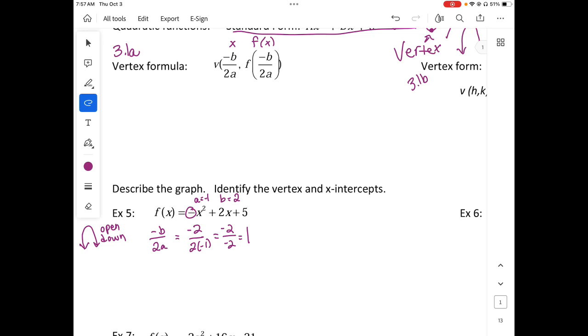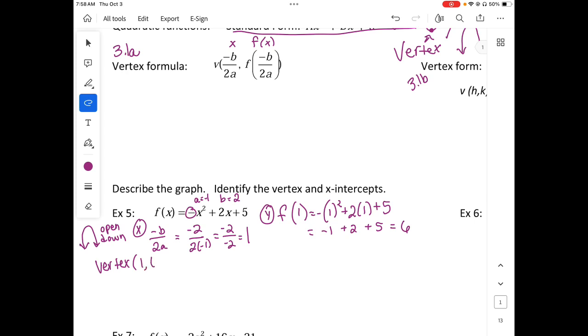And then we want to find our y value. So this is for the x value of our vertex. So for the y value of our vertex, we're going to plug 1 into the equation: negative 1 squared plus 2 times 1 plus 5. So that would be negative 1 plus 2 plus 5. This would be 1 plus 5 is 6. So our vertex is (1, 6). That is what this coordinate is.